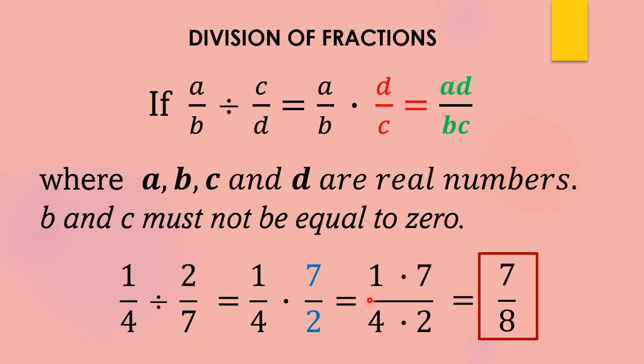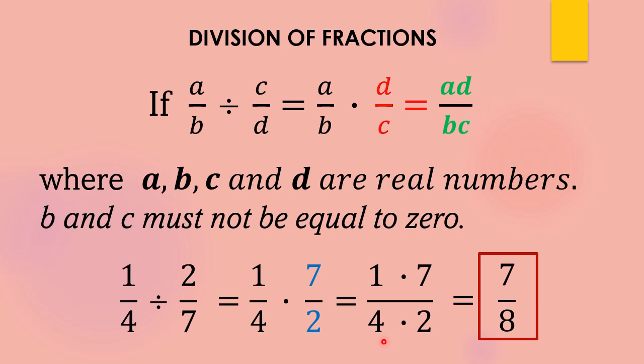And then the next step is, of course, this is now multiplication of two fractions. So you can now follow the rule in multiplying two fractions. How do we multiply two fractions? We multiply both numerators, then both denominators. So multiply 1 times 7, it will give us 7.